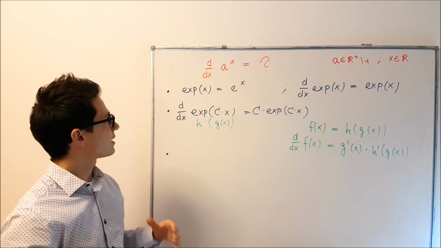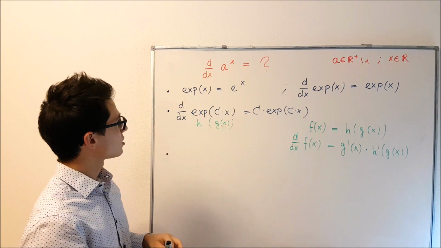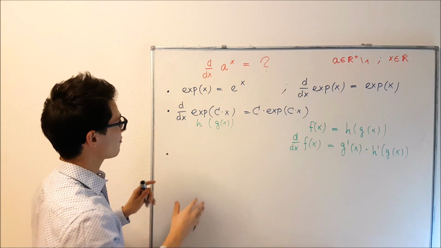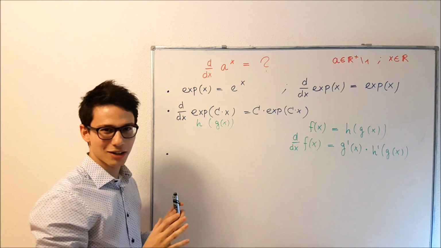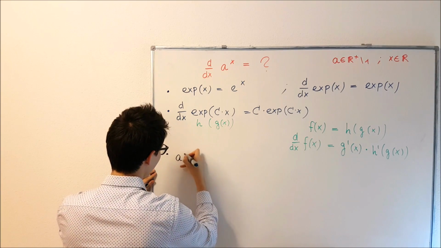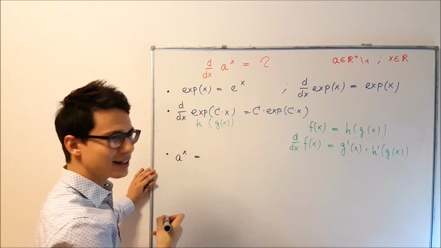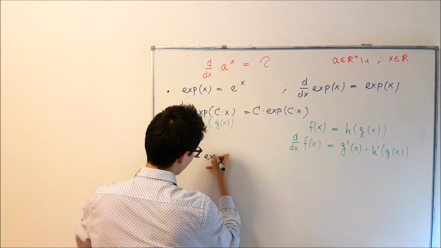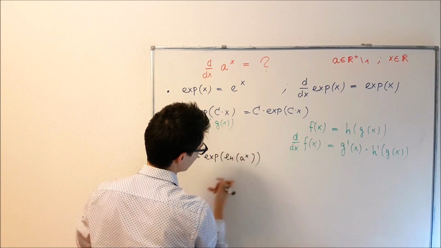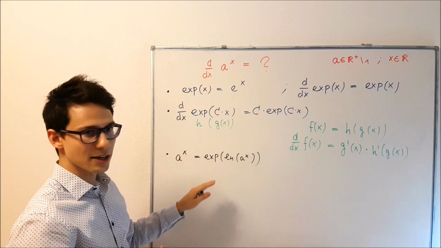So we try and change the base of such an exponential function so that now we have as a base e. And then you'll see it will be very easy to calculate this derivative. So let's try. If we have a to the power x, then isn't this exactly the same as exp of ln of a to the power x, where ln is the natural logarithm, so the log to base e?